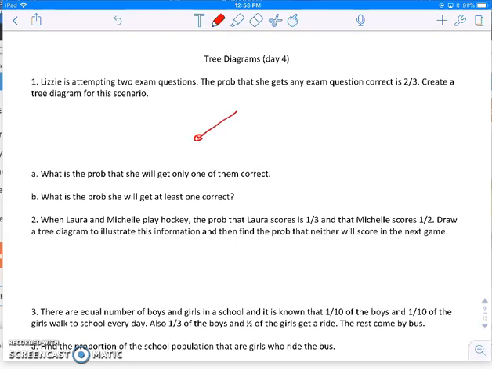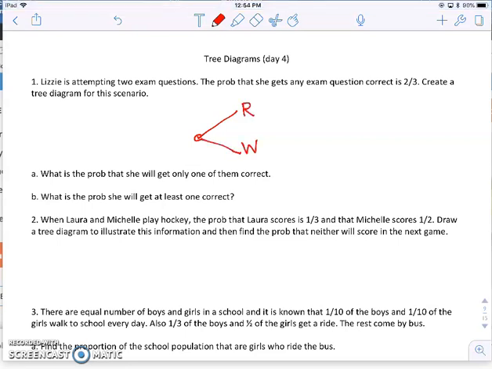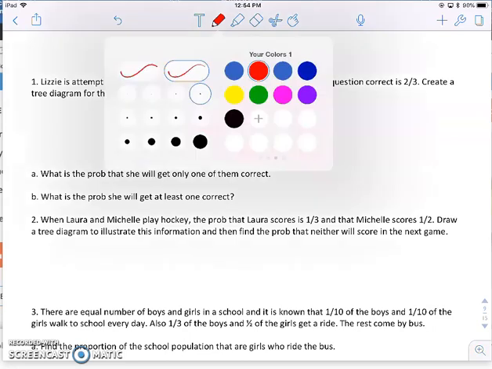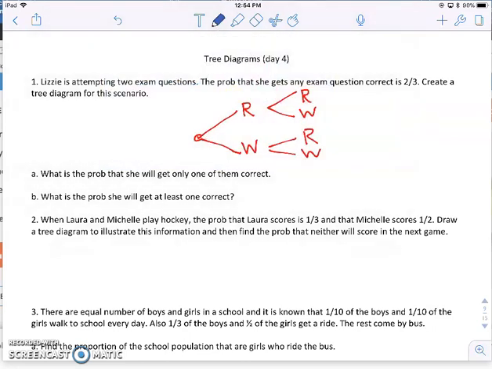So you have your first question right, your first question wrong, and then you could have right, wrong, right, wrong. Then our probabilities would be 2/3 and then 1/3, 2/3, 1/3, 2/3, 1/3. What is the probability that she will only get one of them correct?